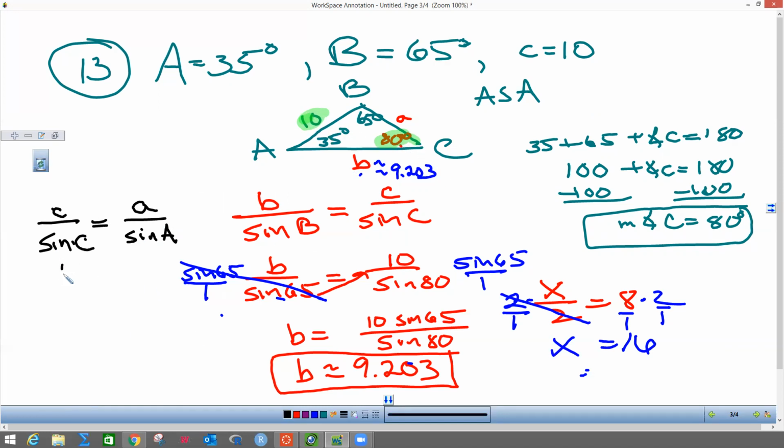So I'm going to put 10 in here again. I'm going to put sine 80 down here again. And over here, a little a is what I'm looking for, and I know angle A is 35 degrees. So just like getting rid of sine 65, what do I have to get rid of to get little a by itself? Sine 35. So I'm going to multiply it over to the top part.